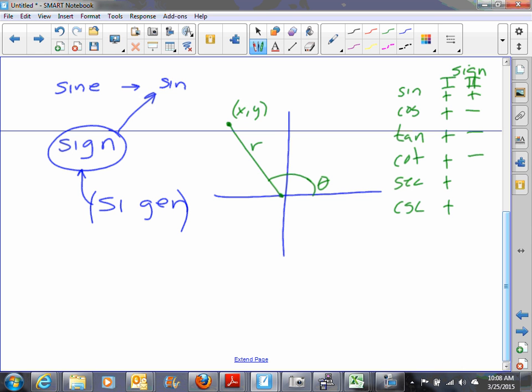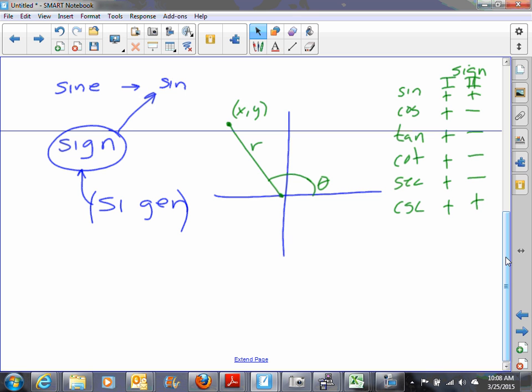Now, the secant is the reciprocal of the cosine. Cosine is x over r, so the secant is going to be r over x. R always positive, x being negative, the secant is going to be negative, and the cosecant is going to be positive. Now, there is another way to look at this also.